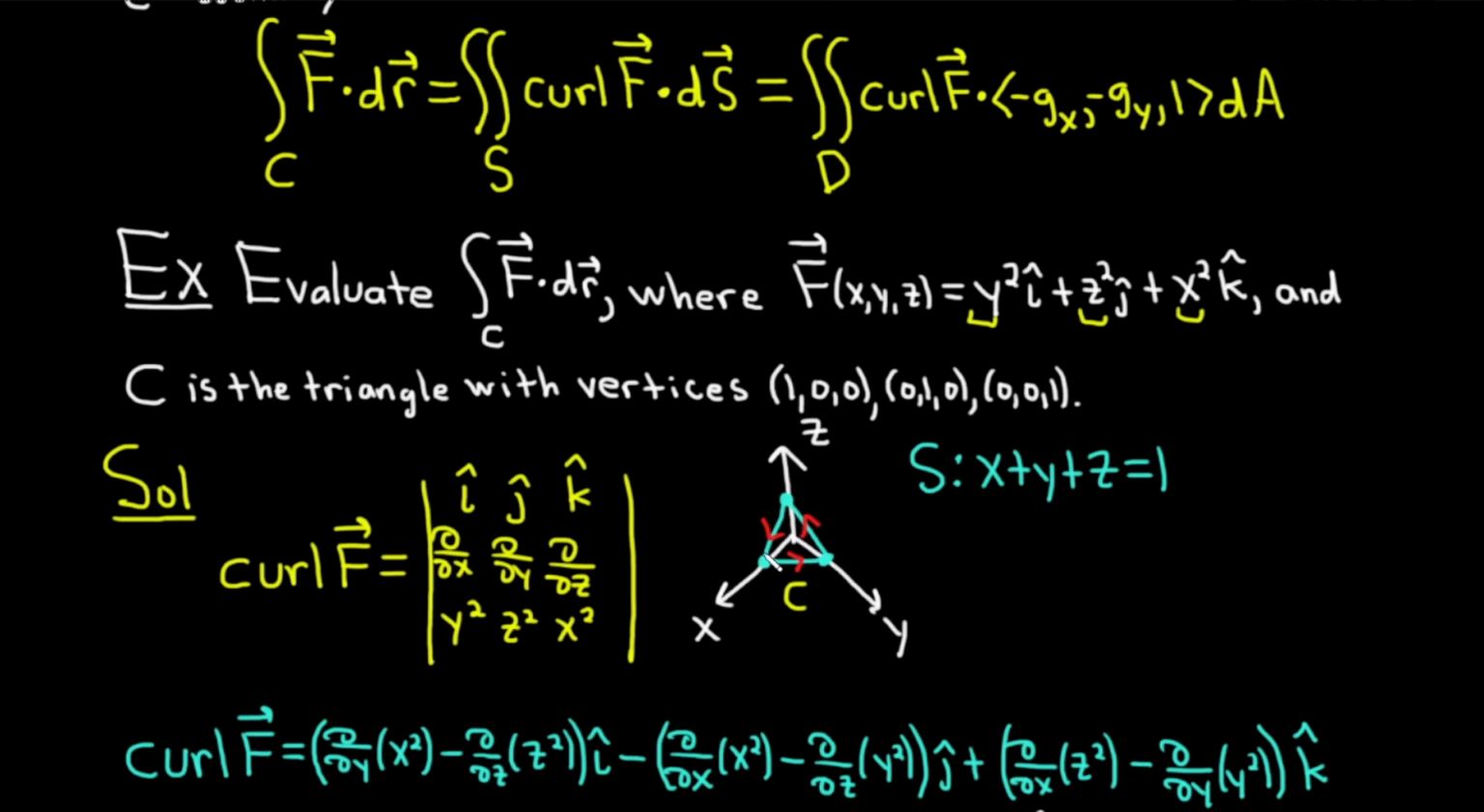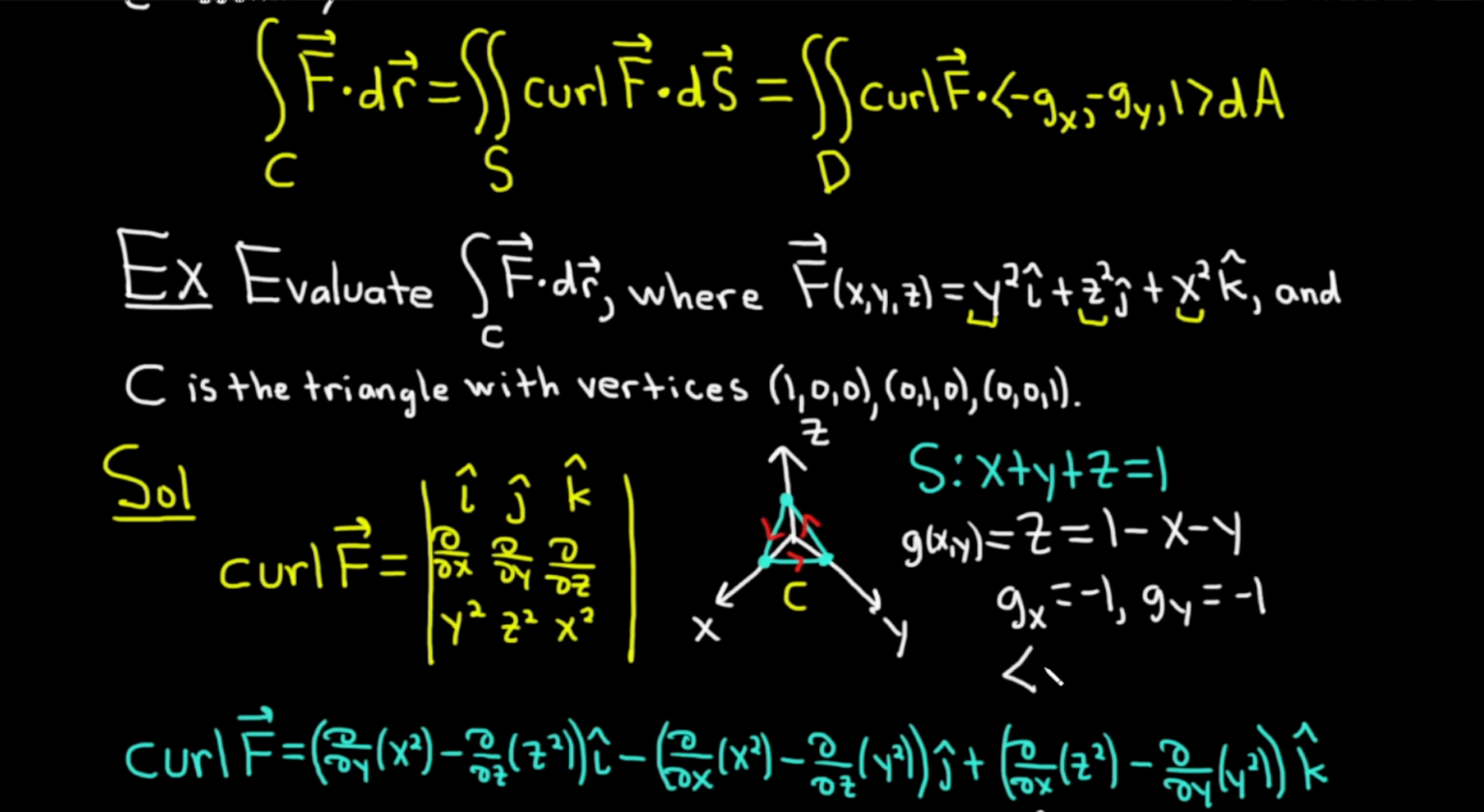So to find g, we basically solve the equation x plus y plus z equals 1 for z. When you do that, you get z equals 1 minus x minus y. And this is the same thing as g of x, y. Now let's compute the partial derivatives of g because we need them for our formula. So g sub x is equal to -1. That one's pretty easy because the derivative of 1 and -y are 0. Likewise, g sub y is -1.